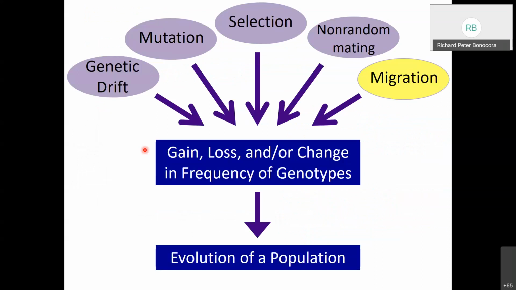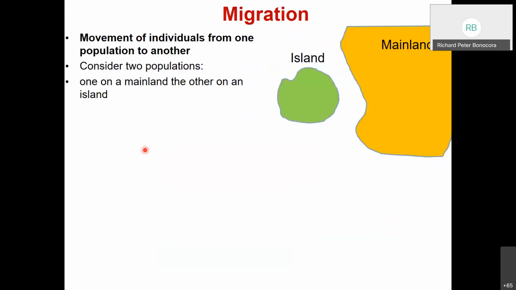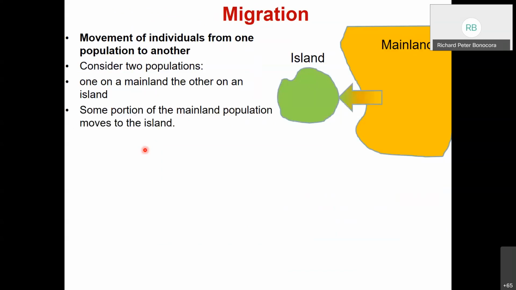Something that can contribute to changing allele frequencies is migration. The idea is just movement of some portion of a population from one place to another. An example I have here is two populations, one on the mainland and one on an island. Some portion of the mainland population moves to the island.